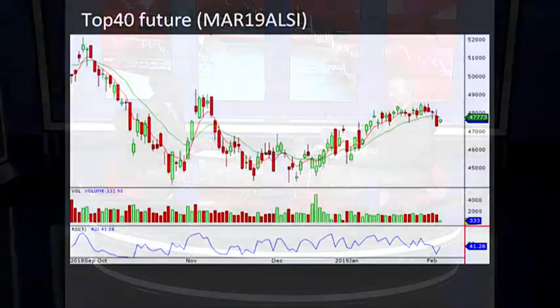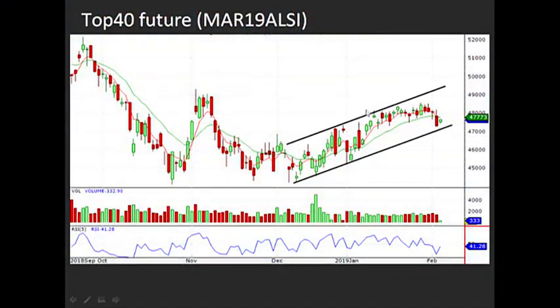So top 40 future, this is the March top 40 future. It's been rather dull over the last number of weeks. You can see the market has basically been hugging this 48,000 area for the last number of weeks. But it does seem as if it's potentially starting to move away from that area as we sit here right now. There's a rising channel that goes back to the beginning of December there, and then there's a smaller little rising channel within that, which has been broken to the downside over the last day or two.